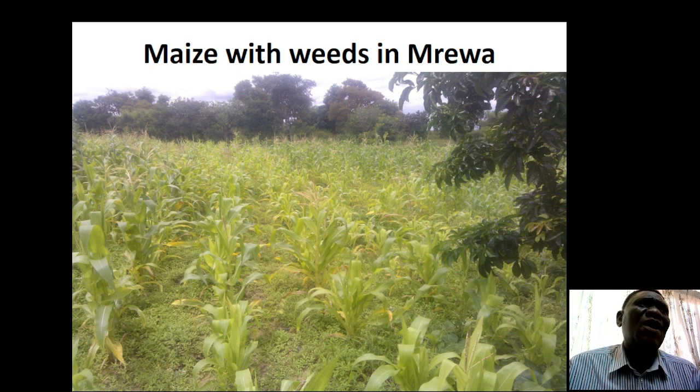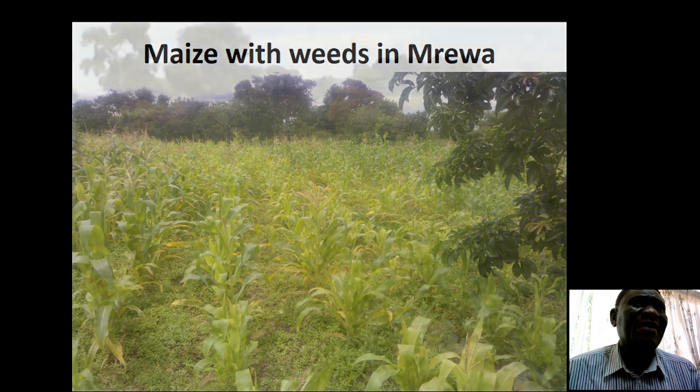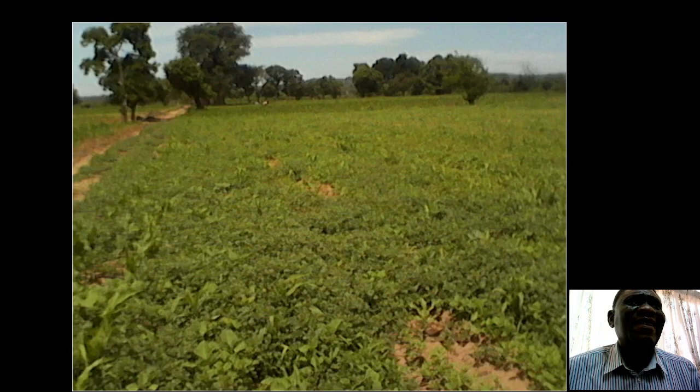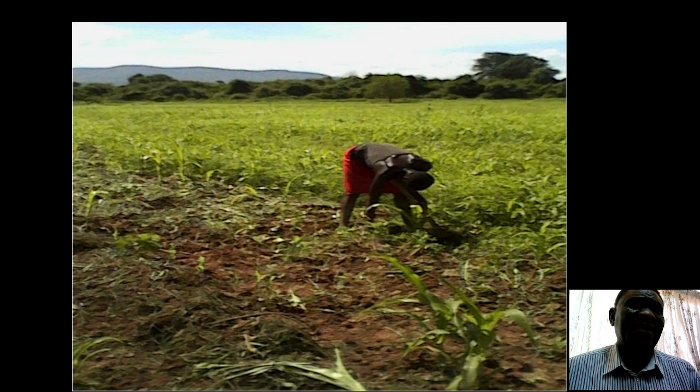Here's the field of maize with weeds. This is in Murewa. Just to make you aware that weeds can be a serious problem under field conditions. Again, that field is seriously infested with weeds. Here you can see somebody who is weeding. The field seems to have a lot of weeds. After weeding, there's very little of the crop.